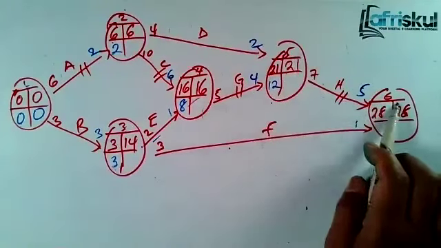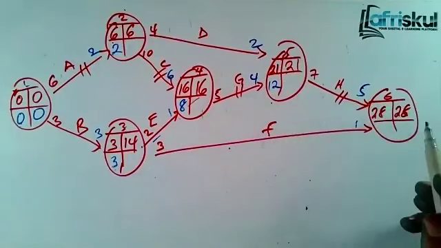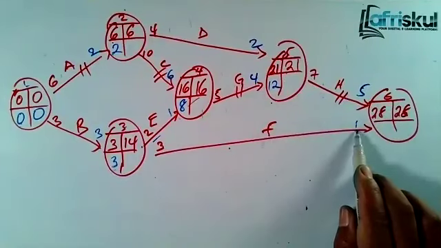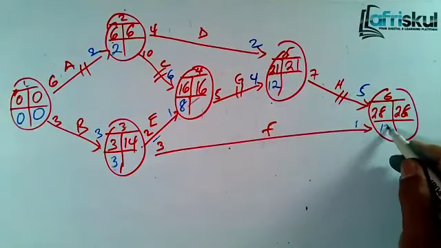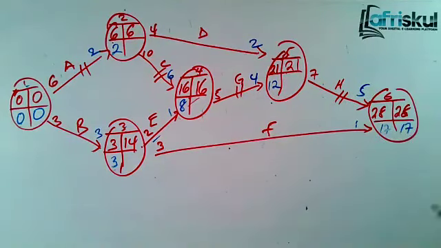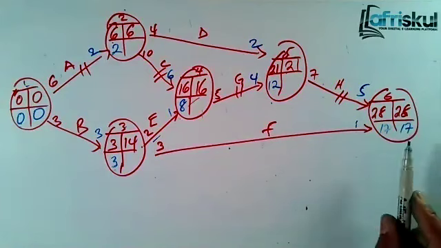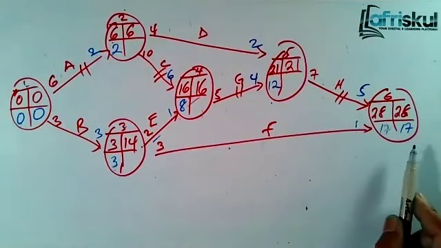Then from 5 you go to 6. 6 has 2 incoming variables. Take the highest. 3 plus 1 is 4. 12 plus 5, you get 17. So that means the normal time was 28, but if you crash, you can be able to finish within 17.